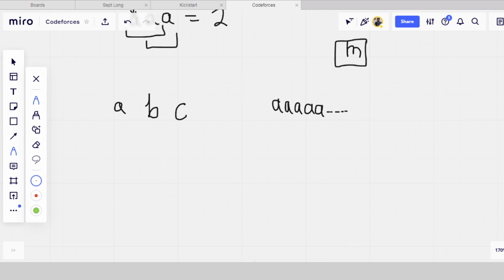Okay, so basically what it is asking is that we have to find the maximum number of pairs that are possible. So we will arrange all the A's.